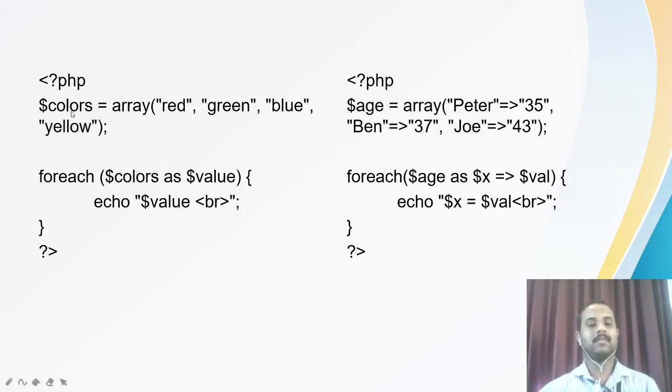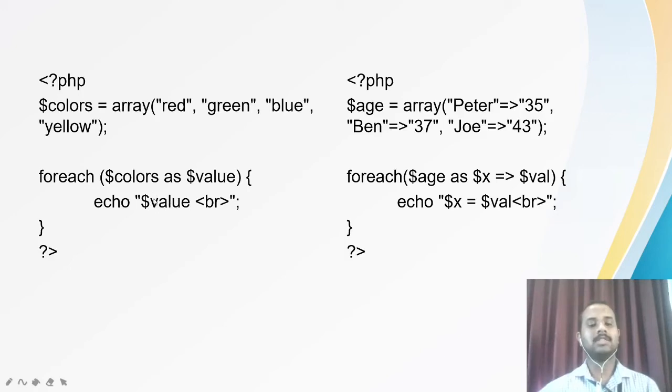Here colors is an array that I have created, and the array elements are red, green, blue and yellow. So I am checking what the color is here: dollar colors as value. In every iteration, the item will be stored in value, depending on the key there. Here I am just printing the value, that is, which color I am printing.